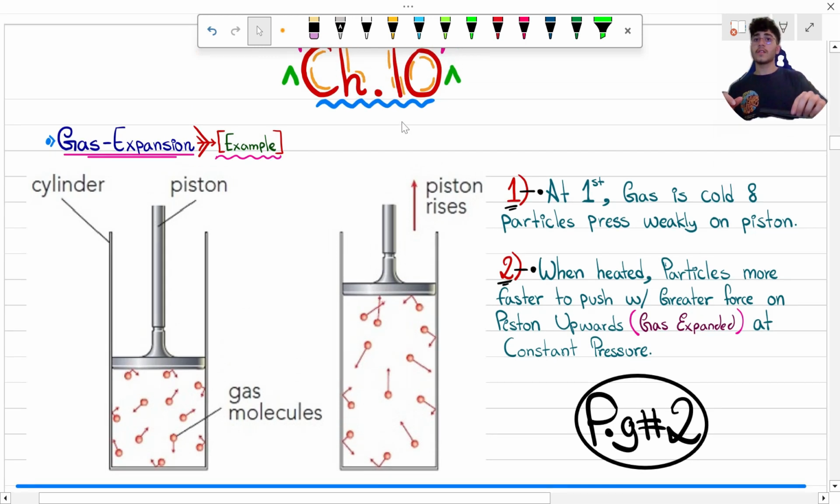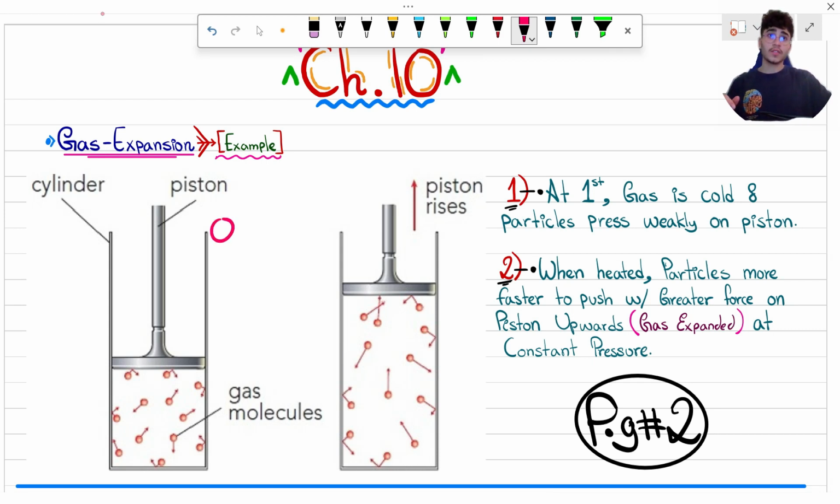So if we look at the illustration here, in the first one, the gas is cold and the particles press weakly on the piston. Now when heated, particles move faster and push with greater force on the piston upwards, and the gas is expanded at constant pressure. So we have a container here, we have a piston, and the piston is not altered, so we're not touching the piston, okay? We're just going to play with the gas molecules here.